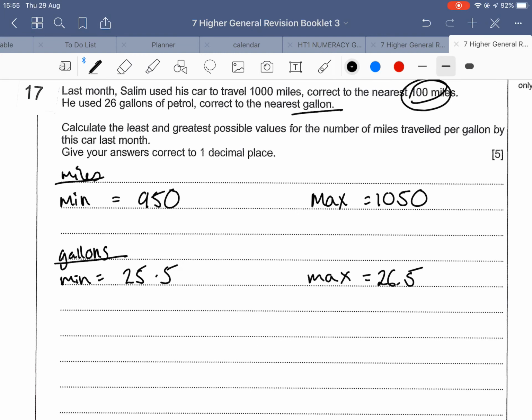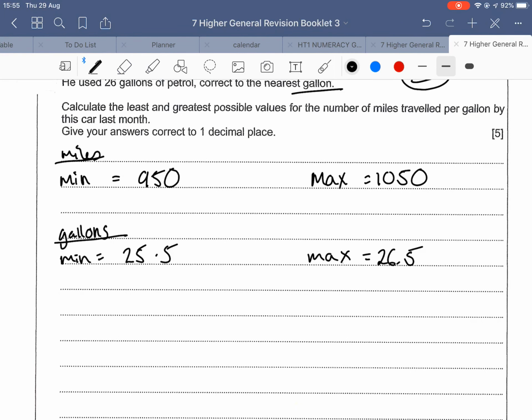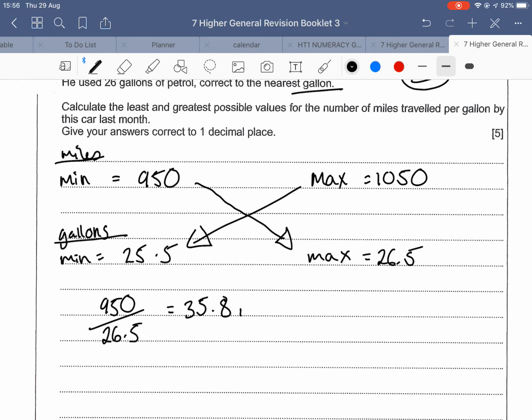Calculate the least and greatest possible values for the number of miles travelled per gallon. Now, for the least one, you wouldn't do the lowest amount of miles divided by the lowest amount of gallons. You want to get a lower number than that, so you want to divide by a higher one. So we're actually crisscrossing. For our lower one, we take the lowest amount of miles, 950, and share that between 26.5, and we get 35.8 miles per gallon.